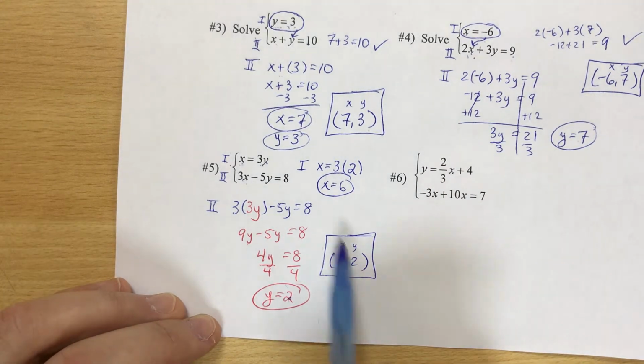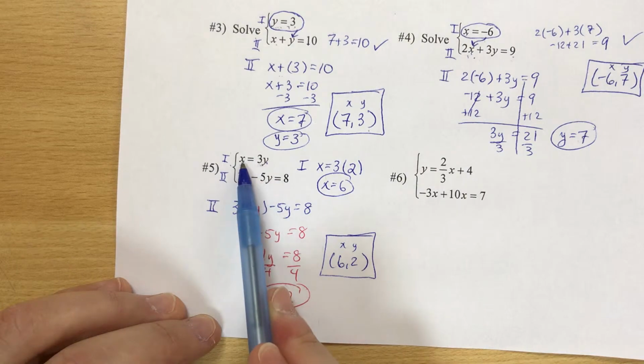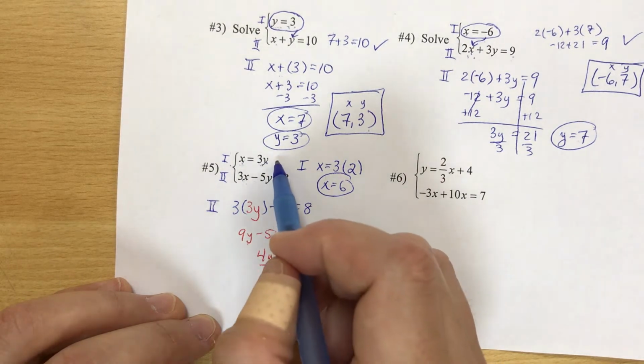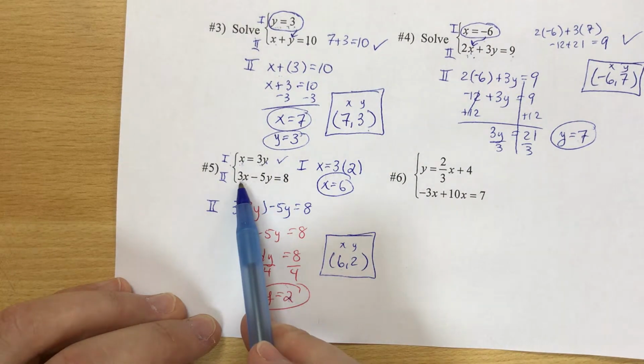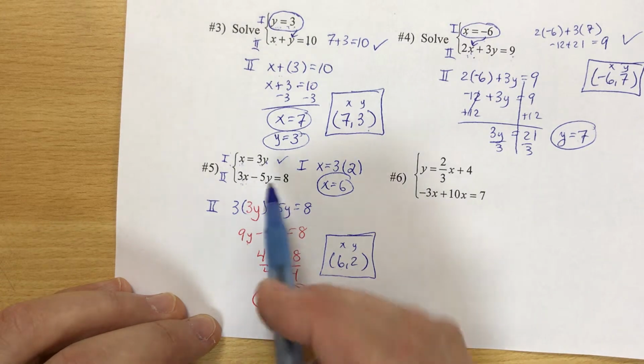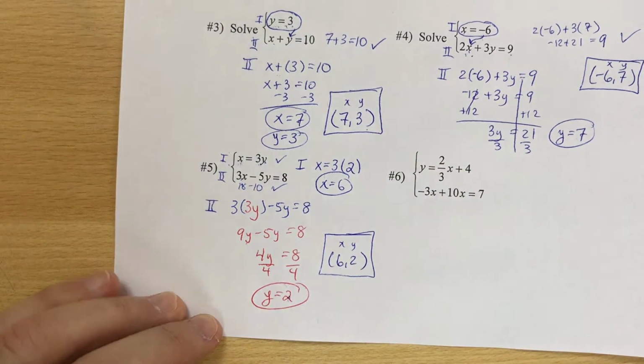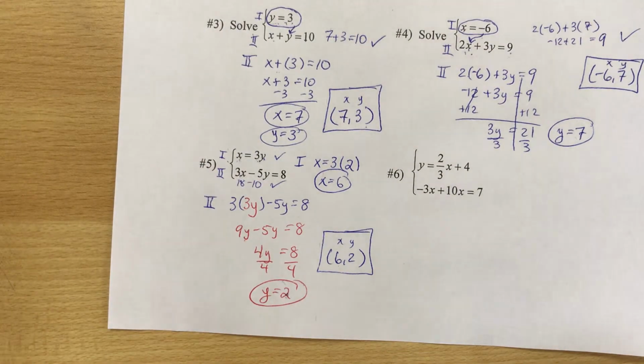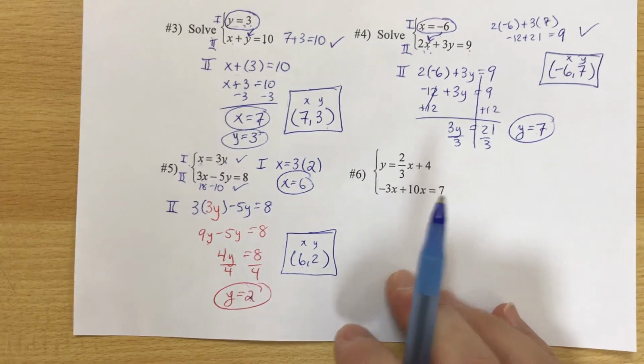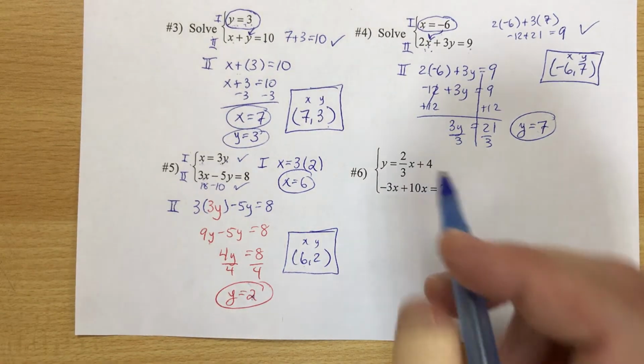Does it work? Well, 3 times 2 gives us x, which is 6. Check. 3 times 6 is 18, minus 5 times 2 is 10. 18 minus 10, is that equal to 8? Yes. Check. Both equations work. So you can always check these. You should always know that you're right or wrong.